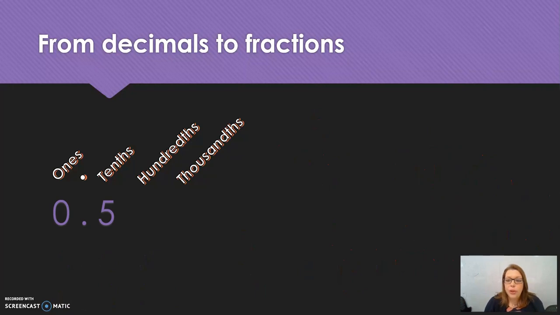What we really need to focus on is that a lot of the time we can then simplify the fraction that we create. So here I'm looking at 5/10. If I've got 5/10, I can then simplify that by finding my highest common factor, which is 5 in this case, and dividing both of those numbers by the highest common factor. And so we would get a half.